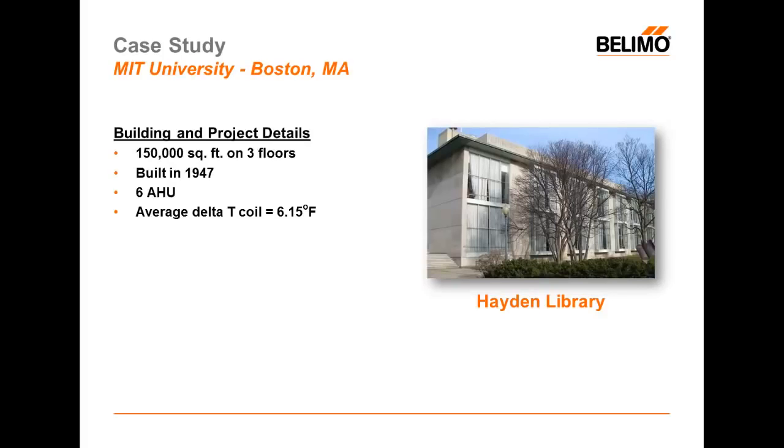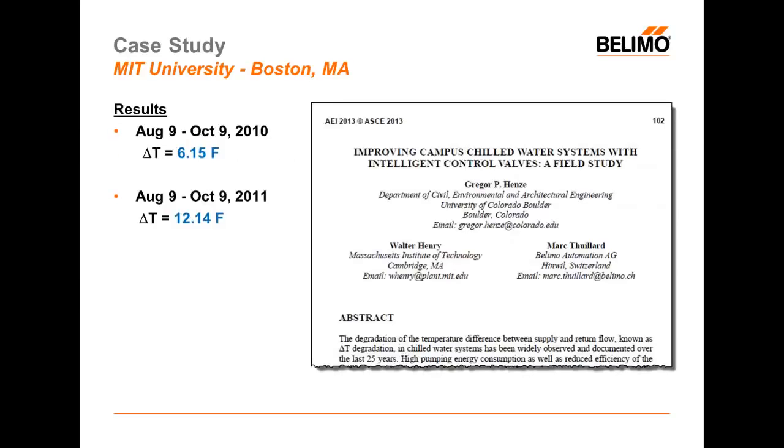At the Hayden Library on the MIT campus, all of the air handler units were retrofit with the Belimo energy valve. The Hayden Library is a 150,000 square foot building over 3 floors, and it was built in the late 1940s. 6 air handlers were retrofit with the Belimo energy valve, and previous to Delta T management, the measured delta T of those coils was just above 6 degrees F. From August 9th to October 9th in the year 2010, they experienced a delta T of 6.15 prior to Delta T management.